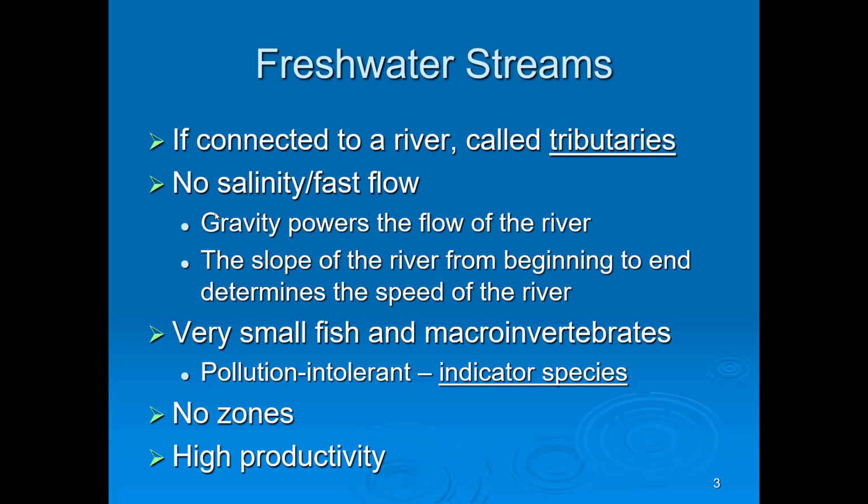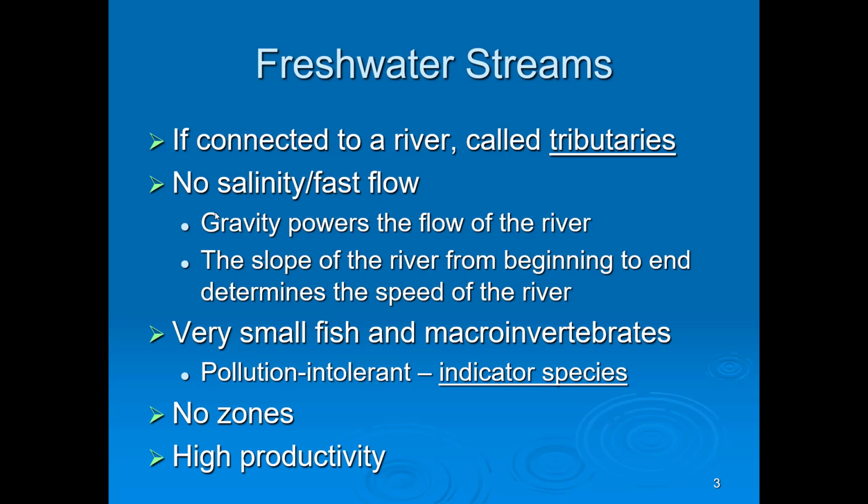Okay, so we're going to start with freshwater streams. Just a vocab word, if they connect to a larger river, they're called tributaries. No salinity, fast flow. Gravity powers the flow of rivers and streams. So if you're not going from a high point to a low point, you have a lake, basically. That's why the water doesn't move.